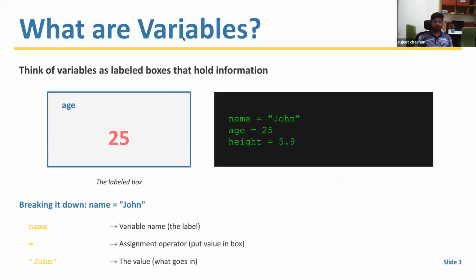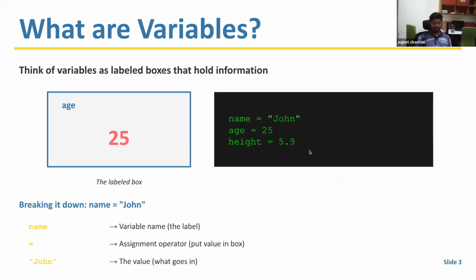So the first thing is, what are variables? Variables are labeled boxes that hold information. Like you can see in the slide, there is this box and it has 25. The name of this box is age, and the value is 25. So each variable will have a name and a corresponding value.